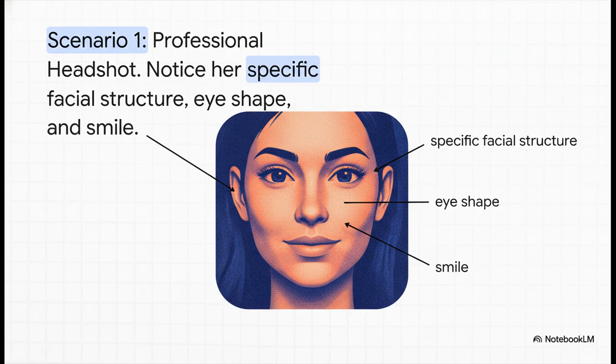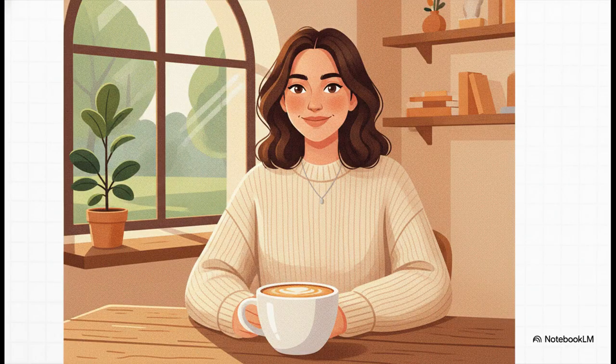Here's our avatar. Let's call her Chloe in a professional headshot. Take a good look at her facial structure, the shape of her eyes, that specific smile. Got it? Okay. Now, here she is in a totally different spot, a cafe. The lighting's different, her clothes are different, but it's unmistakably the same person. Her core identity is totally locked in. That's what we're talking about.